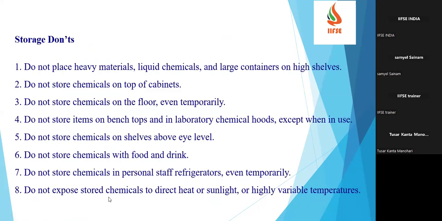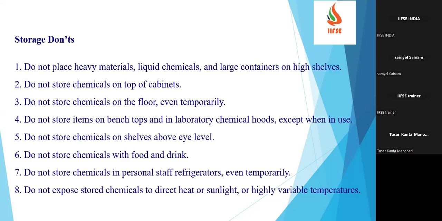Okay, now we'll see the do's and don'ts. Do not place heavy materials or liquid chemicals in large containers on the high shelves. It is usual practice that we should not keep heavy material on the higher shelves, which means the top racks. And do not store chemicals on top of the cabinets. People used to do this because of a shortage of cabinet capacity, and they keep things over the cabinets. It is not supposed to be done.